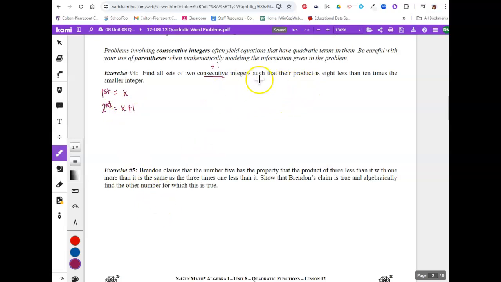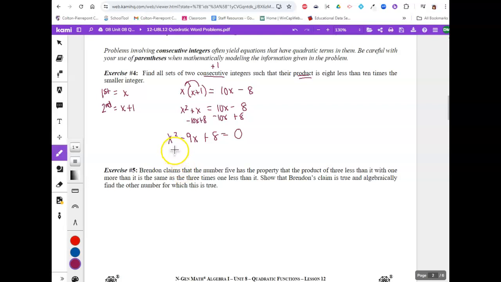Okay, it says their product, which means we're going to do what with them? We're going to multiply them. x times x plus 1 equals 8 less than 10 times the smaller. Well, the smaller is x, so it would be 10 times the smaller and 8 less than that. There's my equation, so I have to multiply: x squared plus x is equal to 10x minus 8. We want to get it equal to 0, so we minus the 10x and add the 8. So that gives me x squared minus 9x plus 8 is equal to 0.